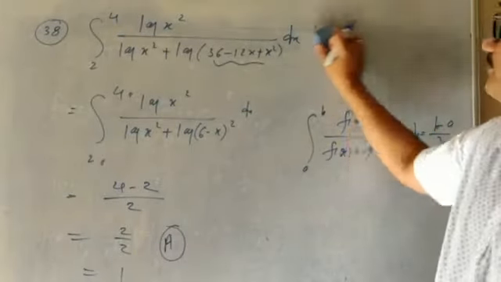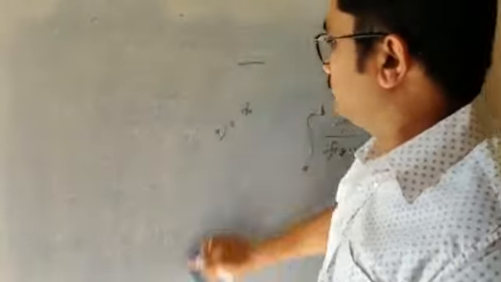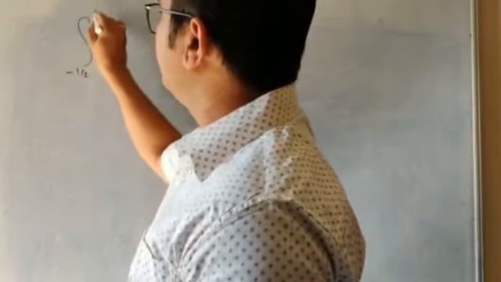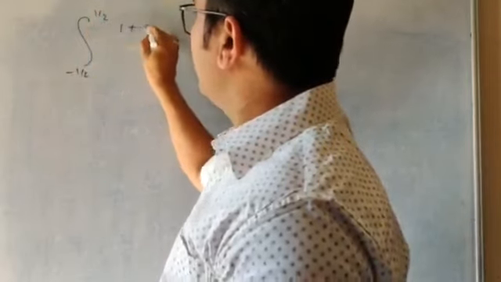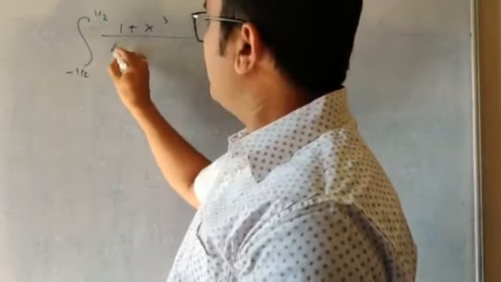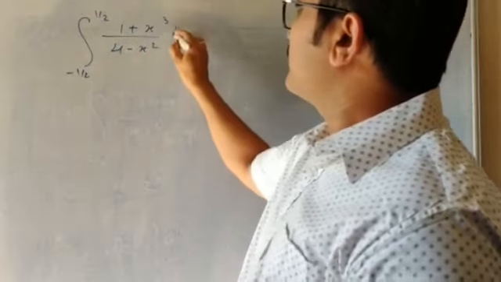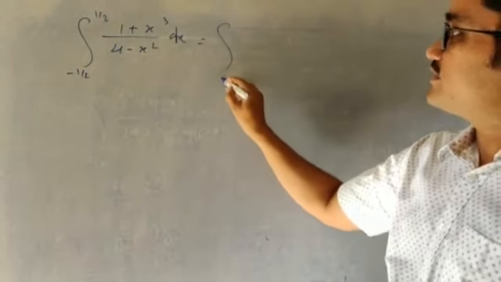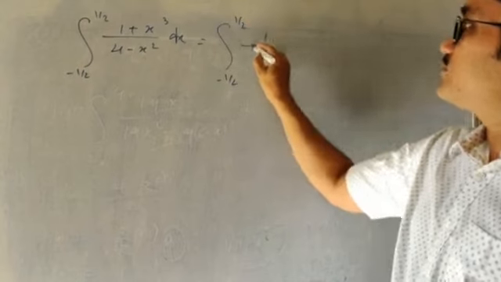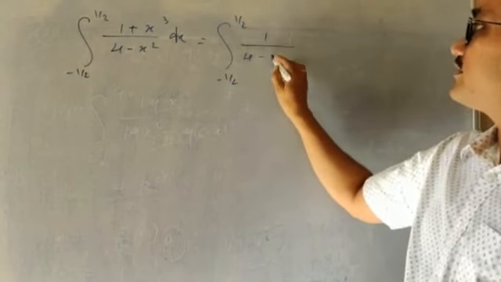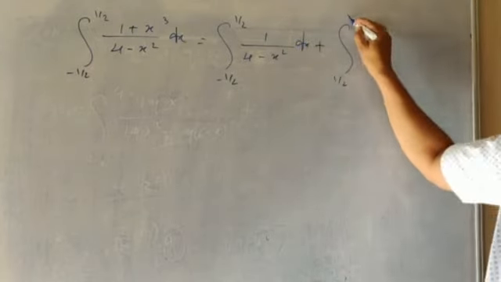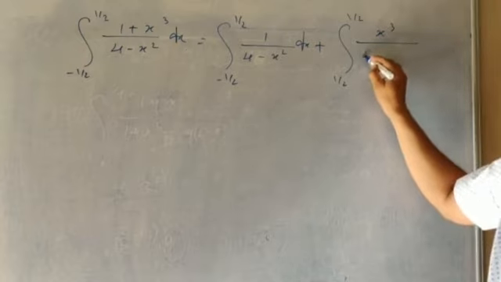Let us move to the next one. The next one is the integration from minus 1 by 2 to 1 by 2 of (1 plus x cube) upon (4 minus x square) dx. So again it is of the form minus a to a. Just separate the numerator first. So it is minus half to half of 1 upon 4 minus x square, plus integration minus half to half of x cube upon 4 minus x square.